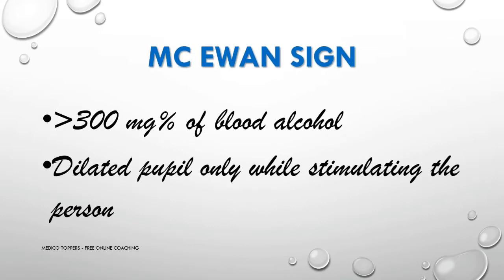Next, McEwen sign. McEwen sign occurs when the blood alcohol level reaches above 300 milligram percent. What is the sign? This is a stage of coma where the person who has taken alcohol will have a contracted pupil, but the pupil will dilate only on stimulating them, like pinching or slapping. But the pupil will again slowly return to contracted. This sign is known as McEwen sign.